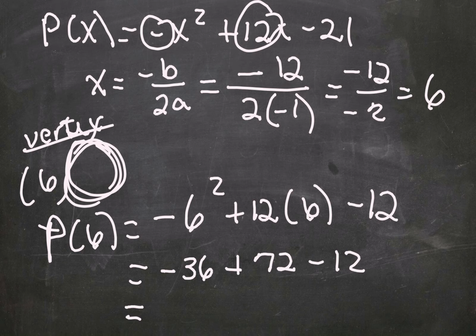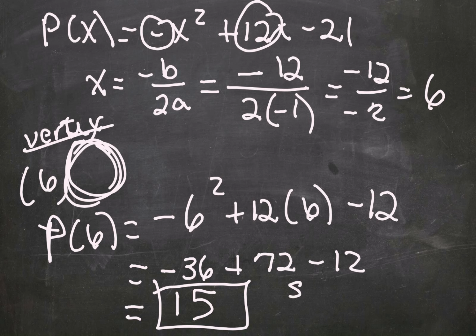And then when I calculate negative 36 plus 72 minus 12, we get 15. So that would be the maximum profit for making these, or whatever we're making. It would be a maximum of the $15, especially if we're talking money, which is usually what we are. We're talking cost. So we're looking at a maximum of $15.